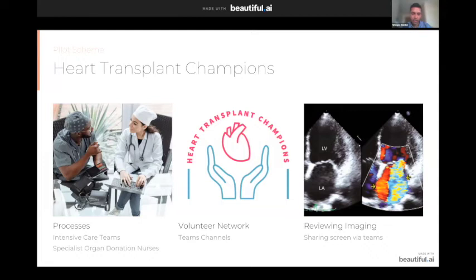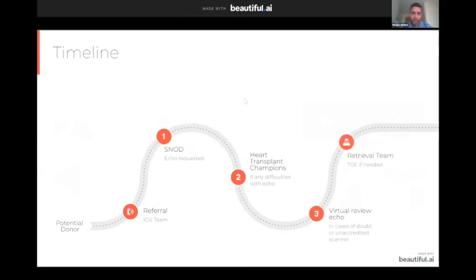So we used this as a method of communicating between the transplant and donor hospital if there was difficulty getting echoes, to find a volunteer who may be able to help. And we also used this same network to review the imaging, either using the echo software or live via camera, so that the burden of interpretation wasn't placed on the donor hospital. And this is particularly relevant out of hours, where if it was to be a DCD donation, the time is tight. So this is how it would normally work: the ICU team would refer to the SNODs. The SNODs, the nurses in organ donation, would request the echo. If there's any difficulty, the champions will be contacted. We'd review it virtually, and a retrieval team would be dispatched, and the TOE would be available if needed.